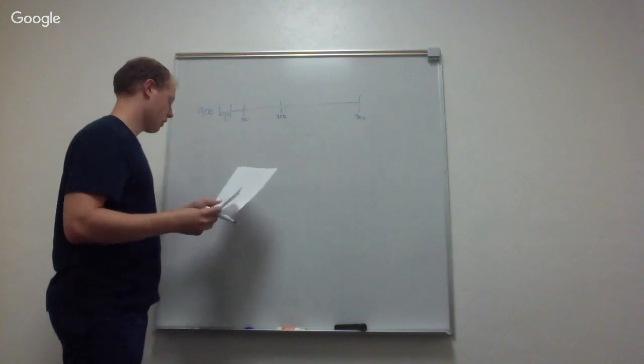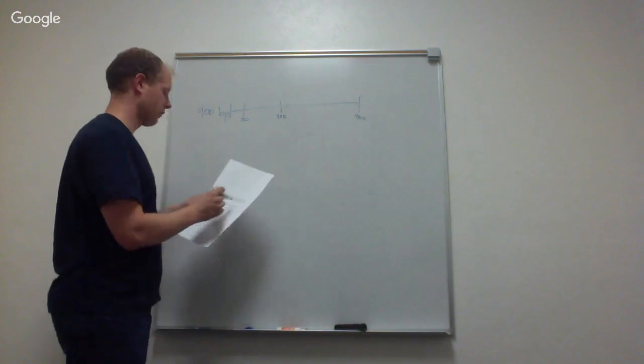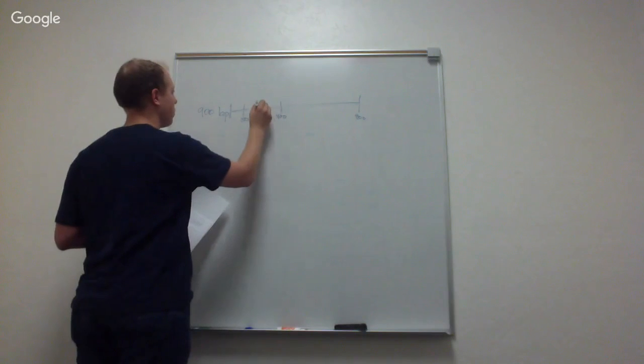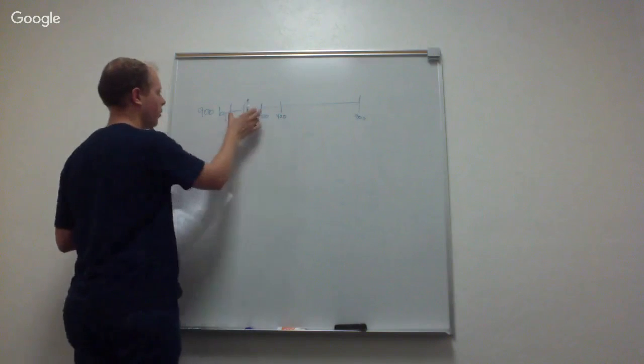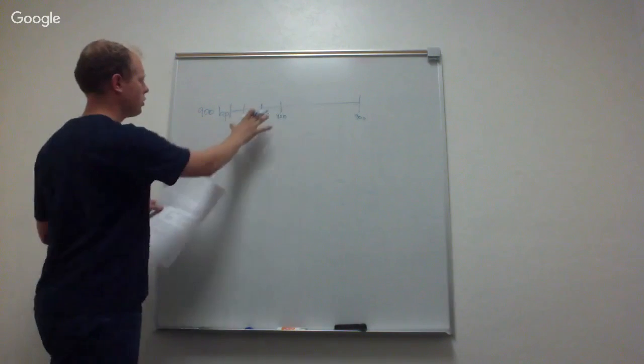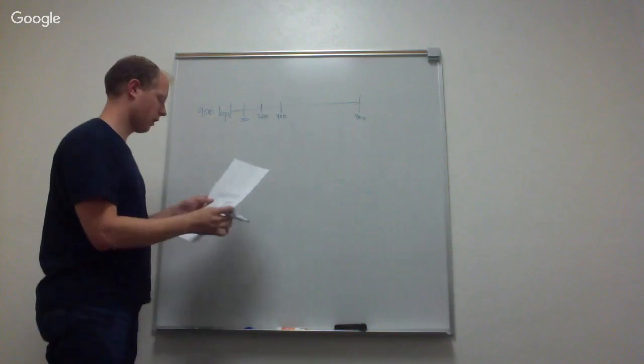EcoRI gives us fragments of 200 and 700 when it's by itself. So I'll just mark a little site here at 200, and that will give us fragments of 200 and 700. So let's see if these match up when we have BamHI and EcoRI together.